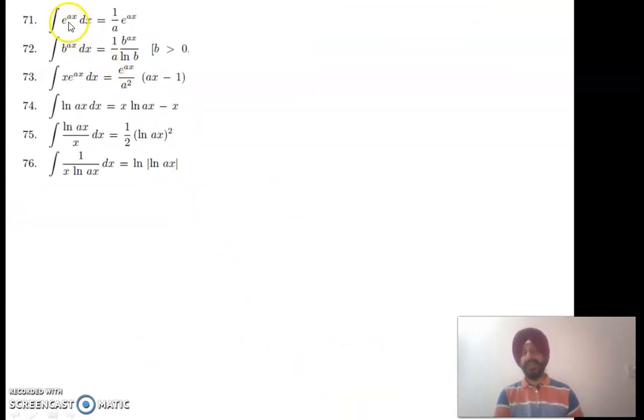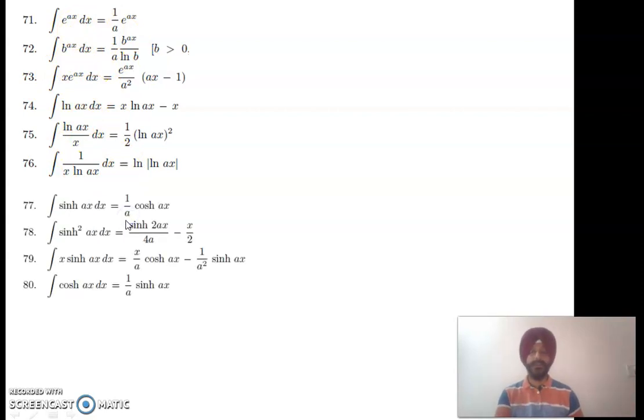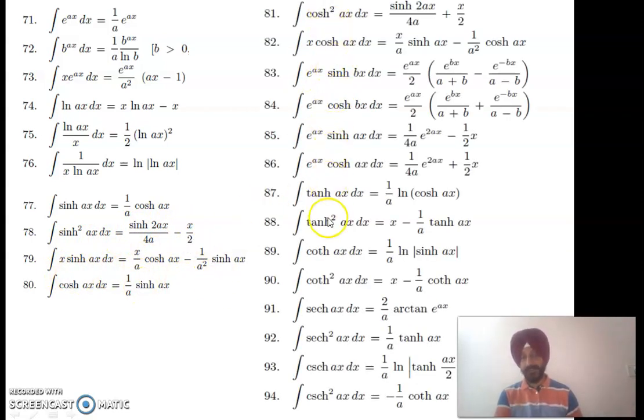Now come to exponential functions only. These results are exponential and logarithmic results, so e raised to the power ax, b raised to the power bx, and so on. Then this is a hyperbolic function: sinh ax gives 1 by a cosh ax, and sinh square ax gives sinh 2ax over 4a minus x by 2. Similarly, these two results are from hyperbolic functions. So students are advised again to remember these results from the lower section.